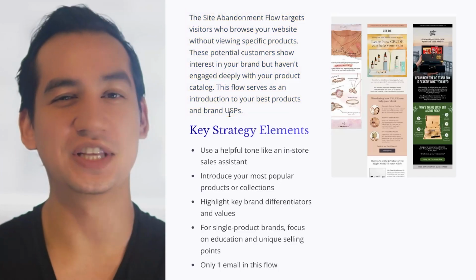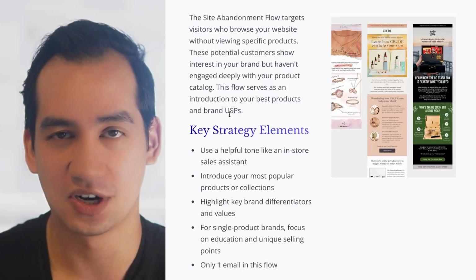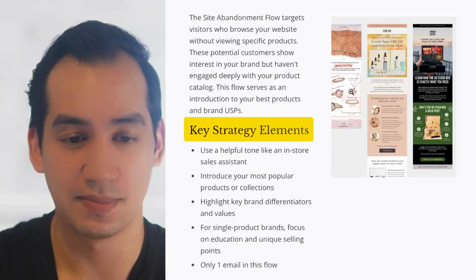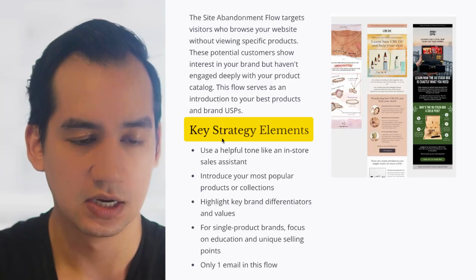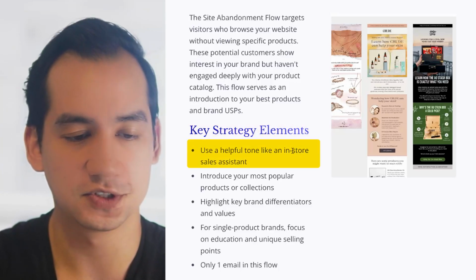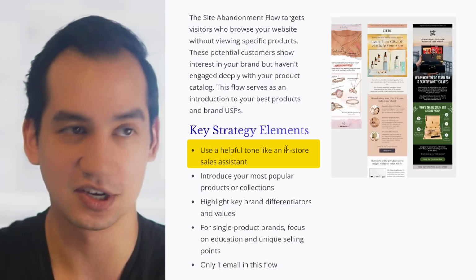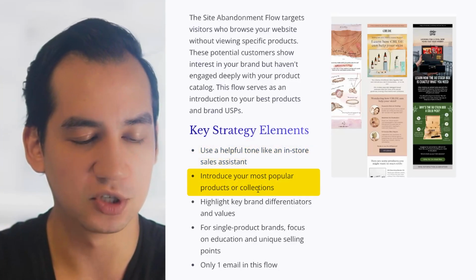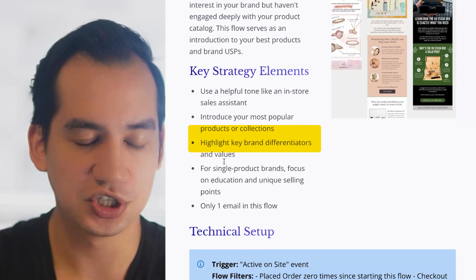Basically gives them all the intro info that they need that's going to resonate with the people who are your ideal customers. Key strategy elements, and here's an example from 3 of the brands that we work with, their site abandonment flow. Key strategy elements: use a helpful tone like an in-store sales assistant or a shop assistant, where it's like, hey, could I help you with anything? And here's our best-selling products type thing. Introduce your most popular products or collections.